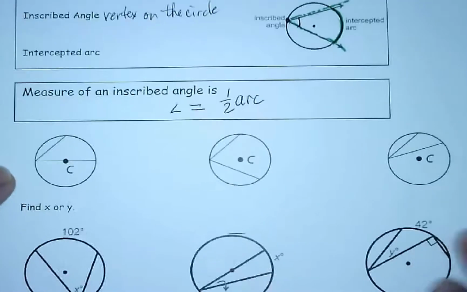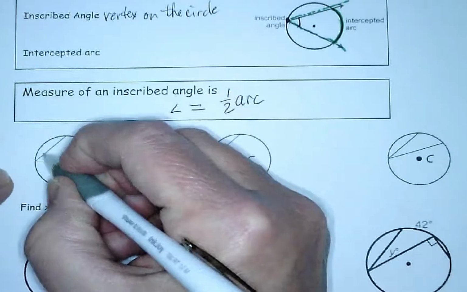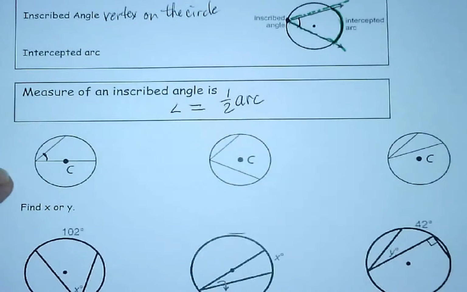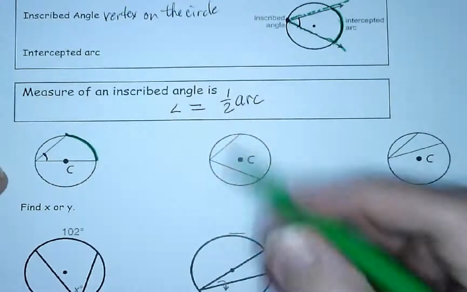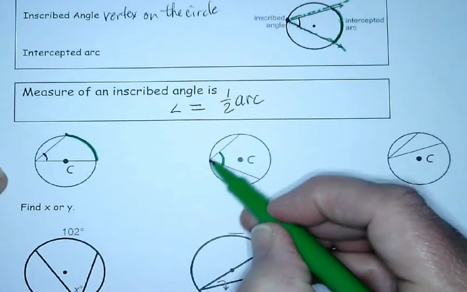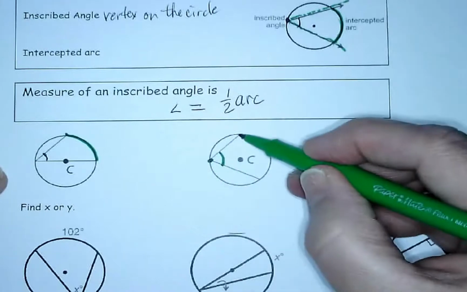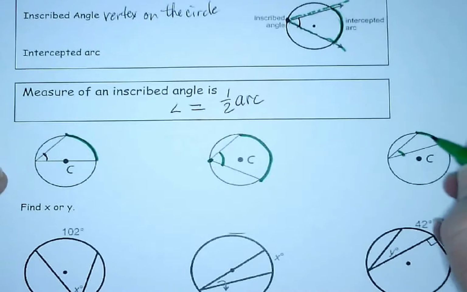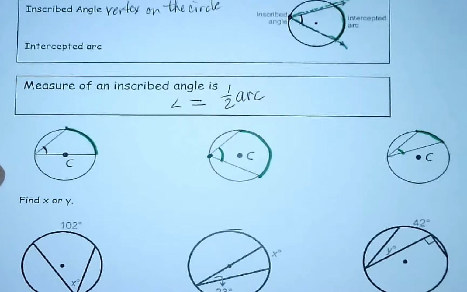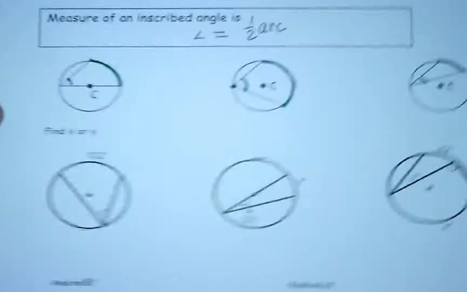You'll have 3 different looks to this, okay, one where this is a central angle here. Okay, this is the intercepted arc. Okay, this is an inscribed angle where the vertex is. This is the intercepted arc. And this is the inscribed angle, and this would be the intercepted arc. Okay, so let's give this a try here.